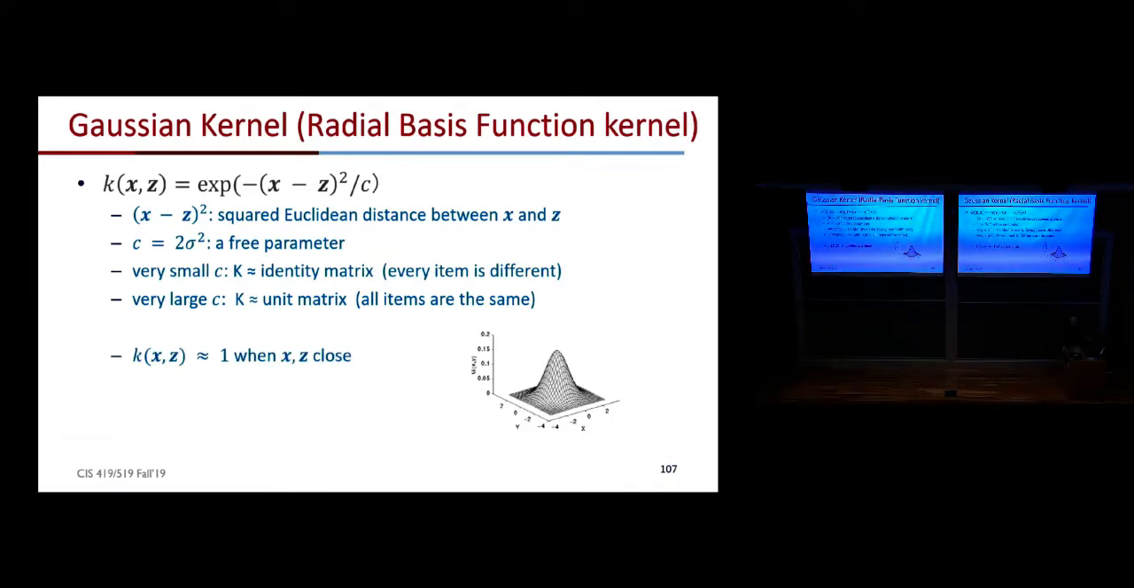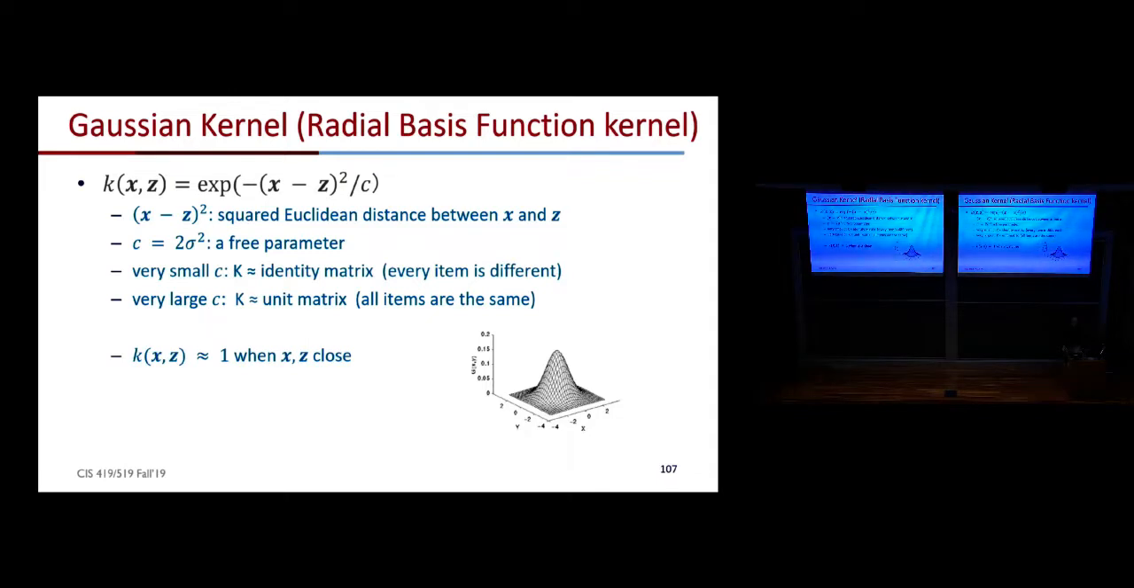In general, what you get for a middle range C is that as x and z become close together, the value of this kernel is going to be higher. So you're going to get some kind of a Gaussian that will scale with C. Essentially, it's a way to increase the dot product when the z that you've seen before is close to x, and if it's farther away, the dot product is going to be 0.